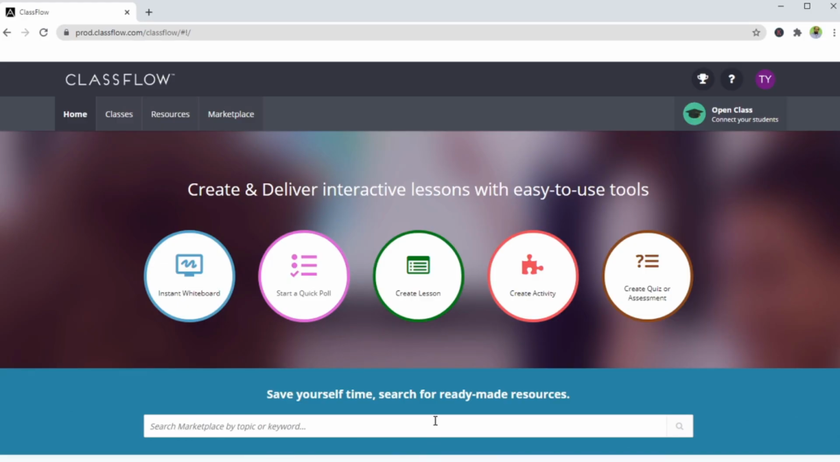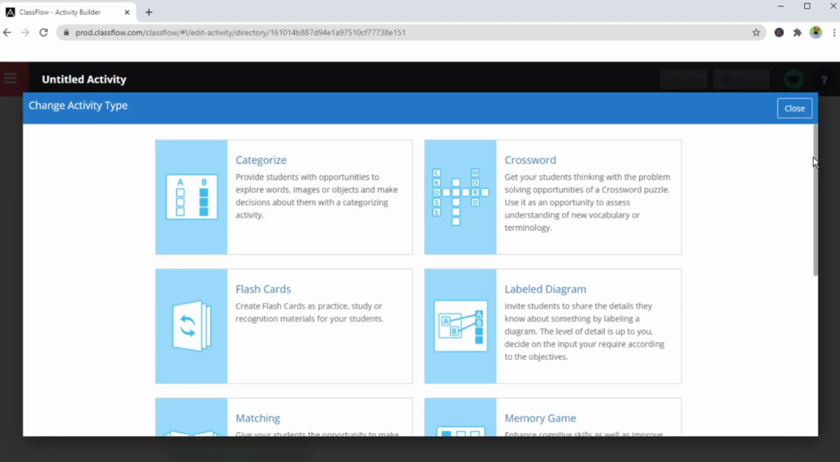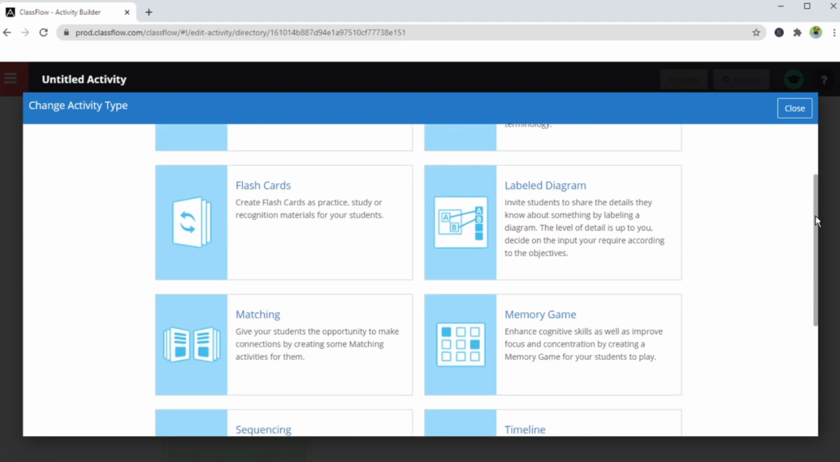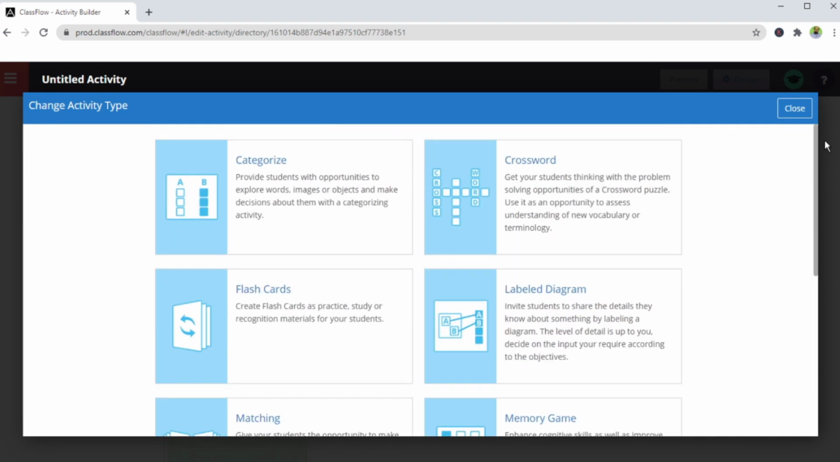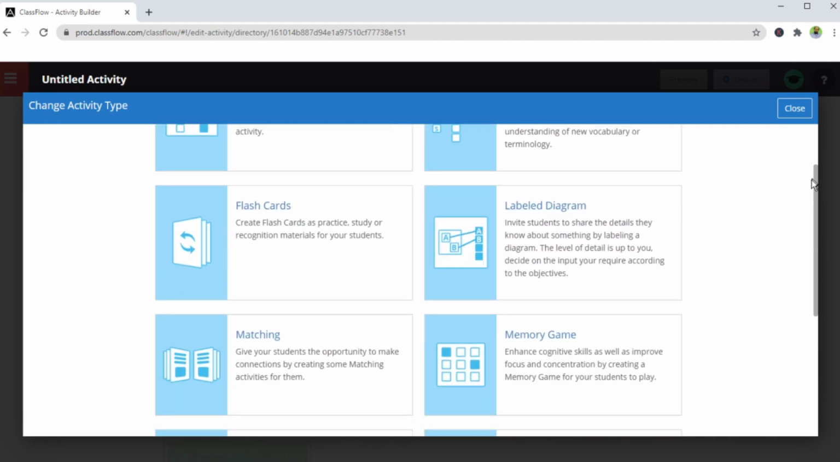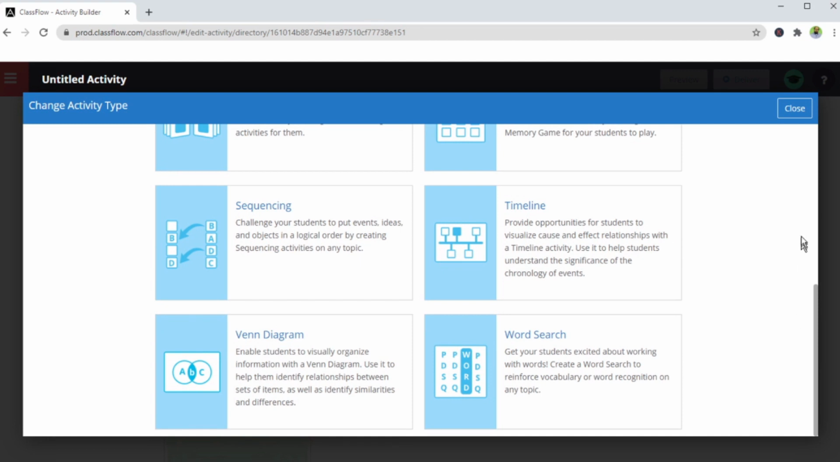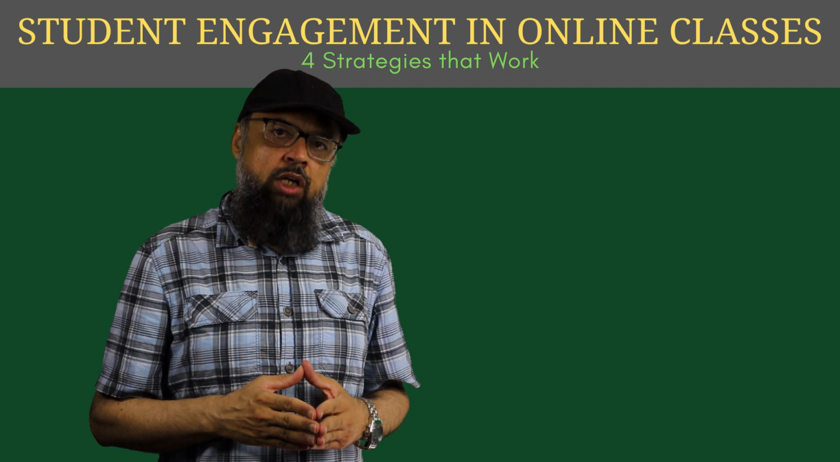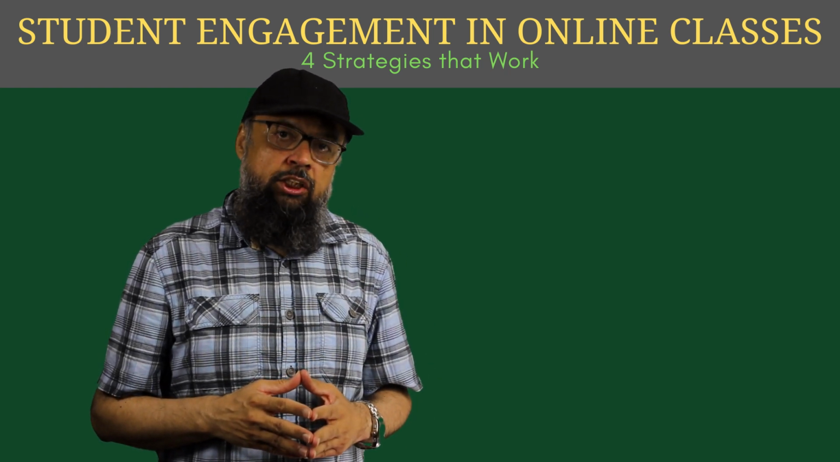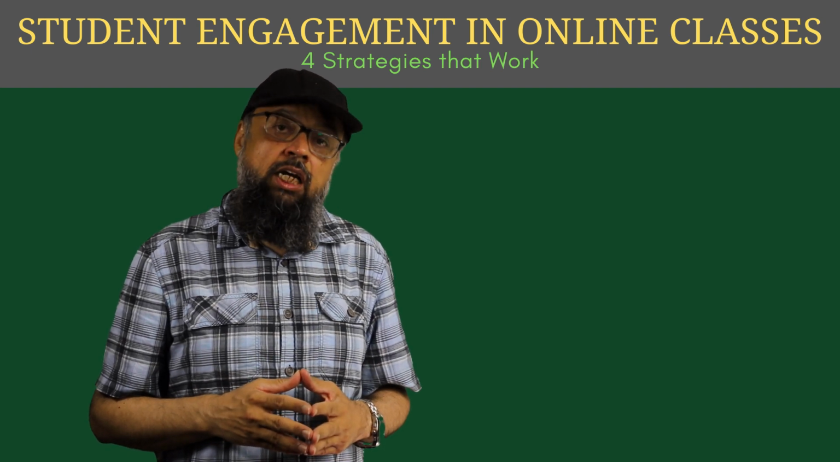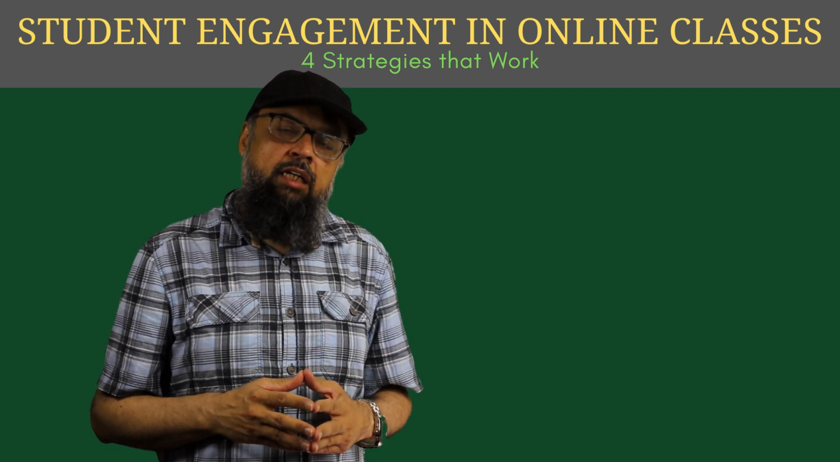And this is the best system which has the most number of activities you can very easily make. There are 10 types of activities which are available on Classflow. Categorized, crossword, flashcards, label diagrams, matching, memory games, sequencing, timeline, Venn diagram, and word search. And 4 of them I would highly recommend. Number 1, which should be on your top priority, is matching. Then flashcards, then label diagrams, and then timeline.